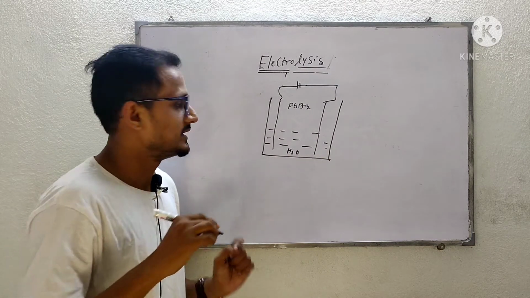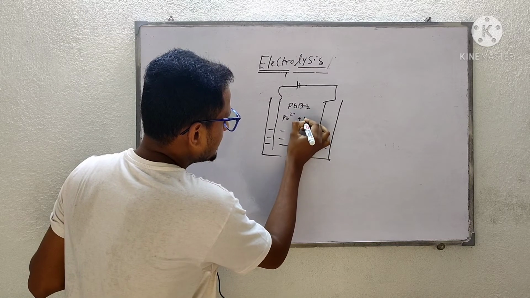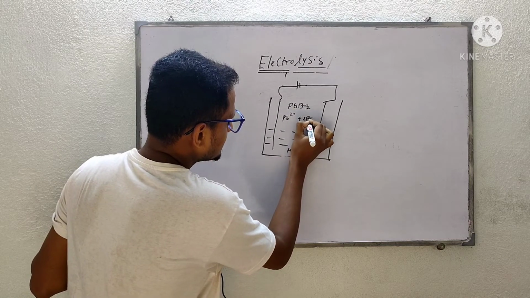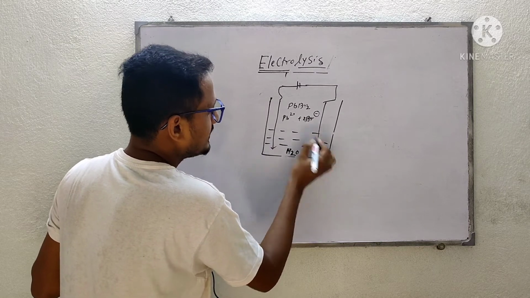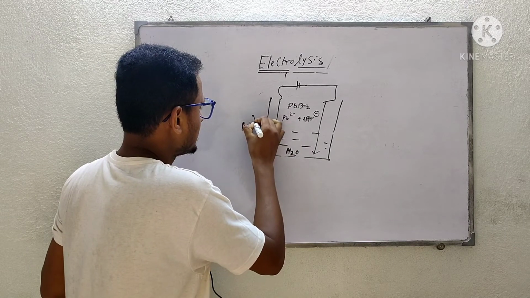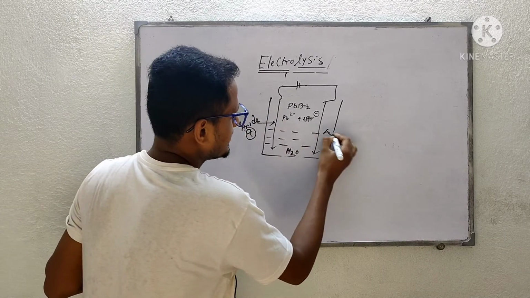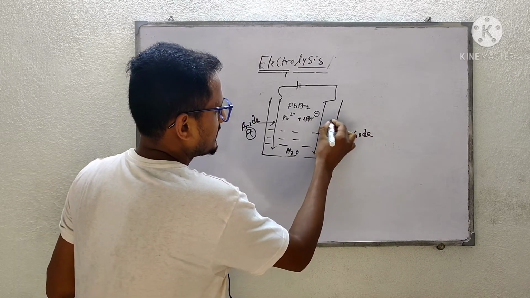Okay, this is joined with the battery. Now this lead bromide will furnish Pb2+ and Br- ions. That means this solution contains Pb2+ ions and Br- ions. Say this is the anode, that means positive charge, and this is the cathode, that means negative charge.